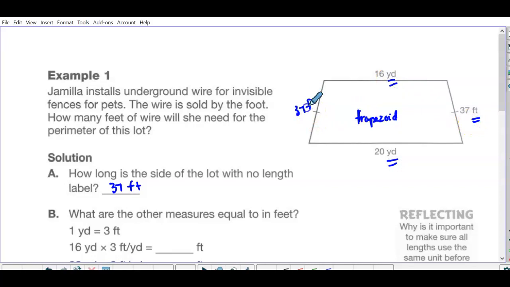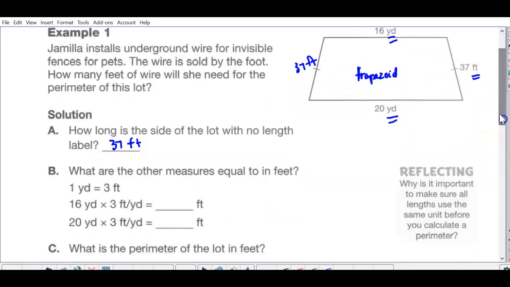Okay, notice how these are in yards and these are in feet. Always look at what the units are, because I can't just add these up yet. They're not in the same units. So what are the other measures equal to in feet? So we're going to convert everything to feet. So remember, there's 3 feet in a yard. So we multiply 16 times 3. That's 48. 20 times 3 is 60.